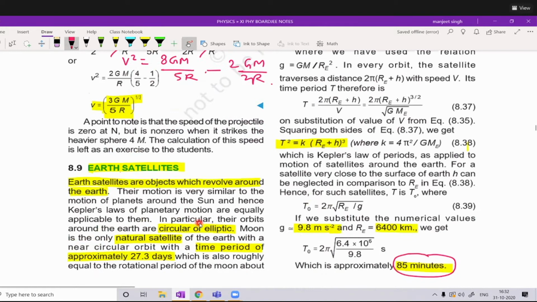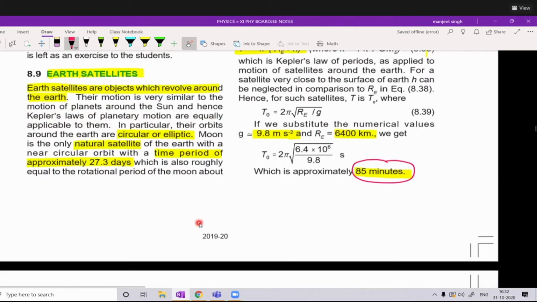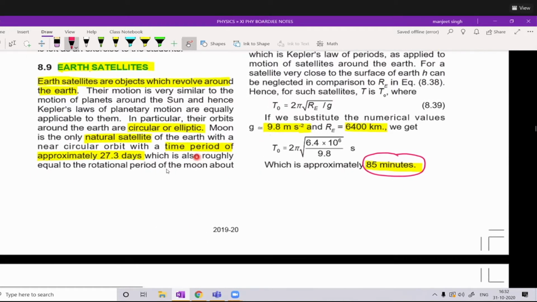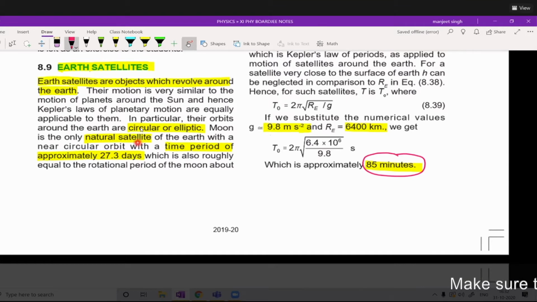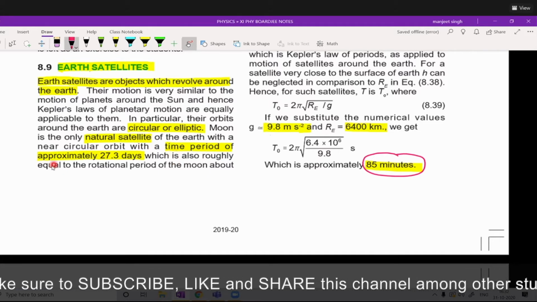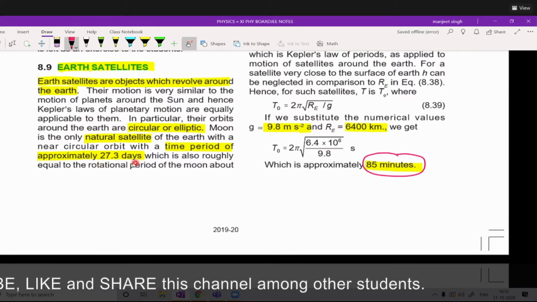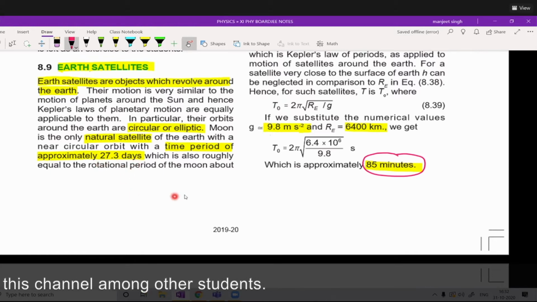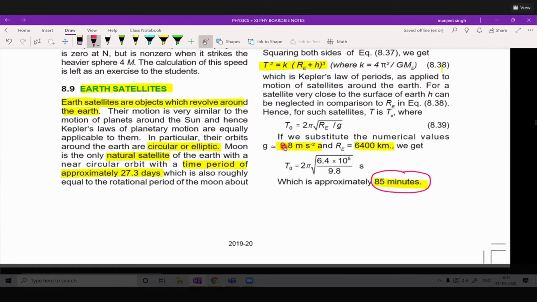Now our next topic is Earth satellites. What are satellites? Earth satellites are objects which revolve around the Earth. The moon is also revolving around the Earth. Is the moon a satellite of the Earth? Yes, the moon is the natural satellite of the Earth. Satellites can have circular or elliptical orbits. The moon has a time period of 1 month, exactly 27.3 days actually, which is also roughly the rotational period of the moon about its own axis.